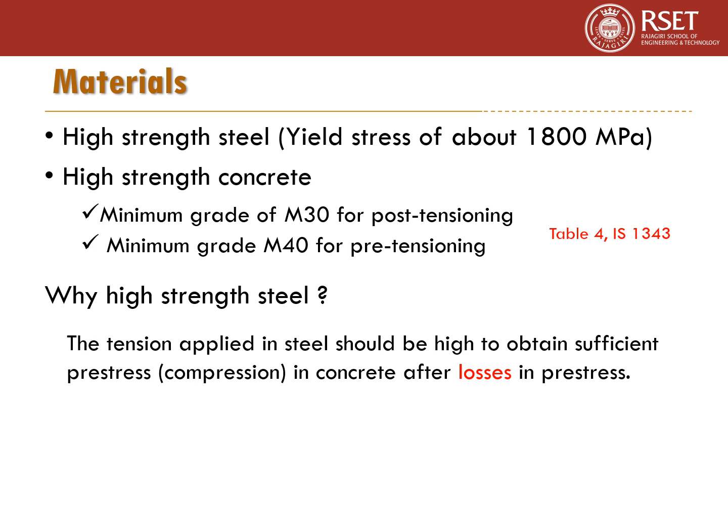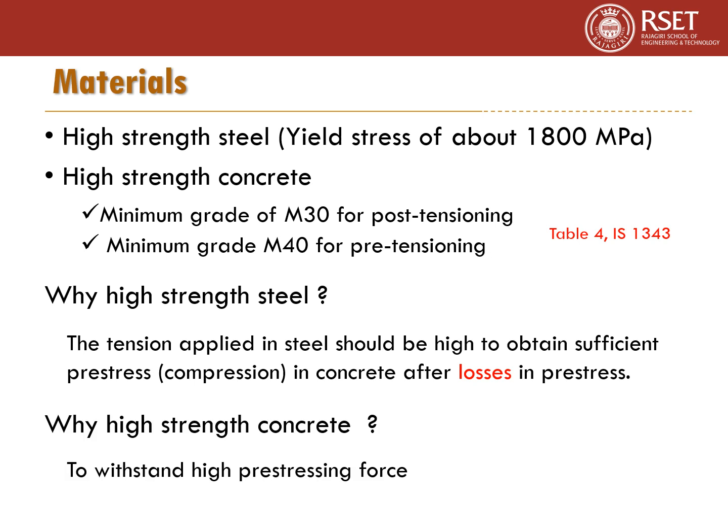So we need to use a high strength steel so that we can tension it to a larger strength, and then the pre-compression transferred will also be higher. Now why do we need to go for high strength concrete? Because we are using high strength steel, we need to apply large pre-compression forces. So the concrete should be able to withstand such high compressive force, so the higher grade should be used.